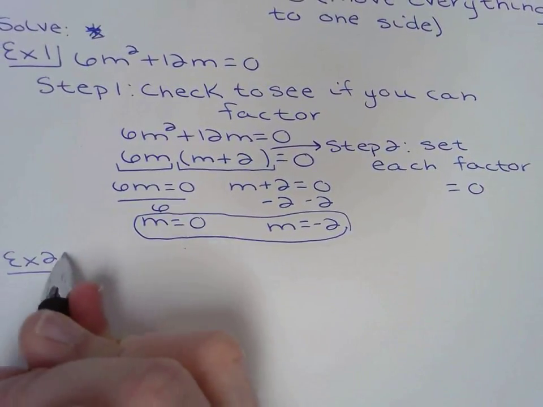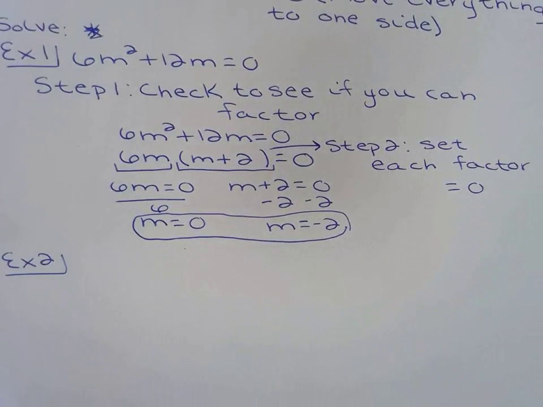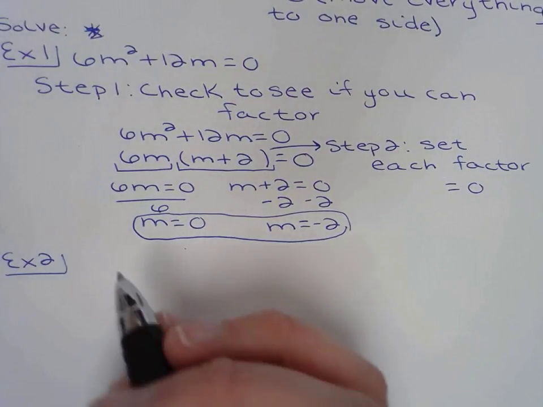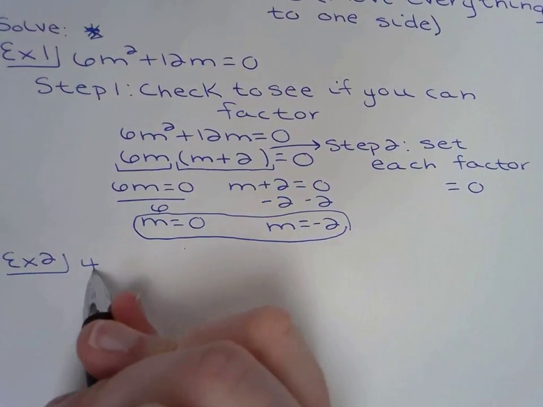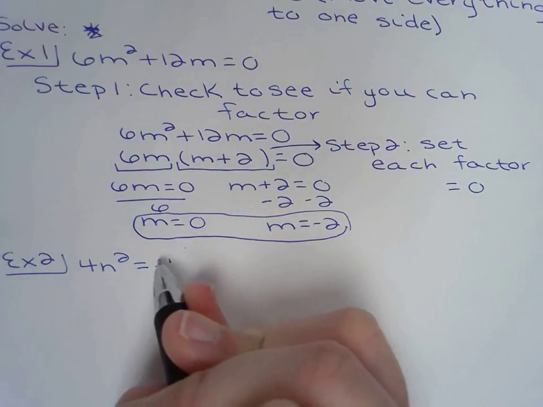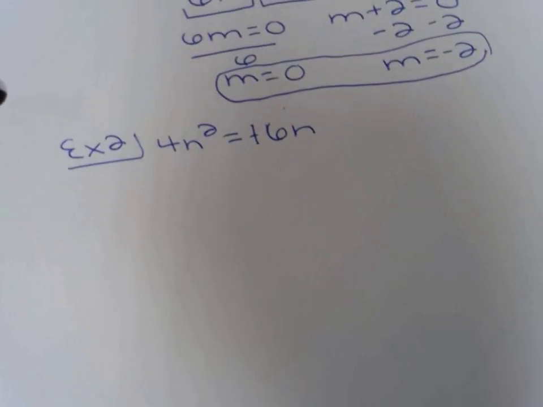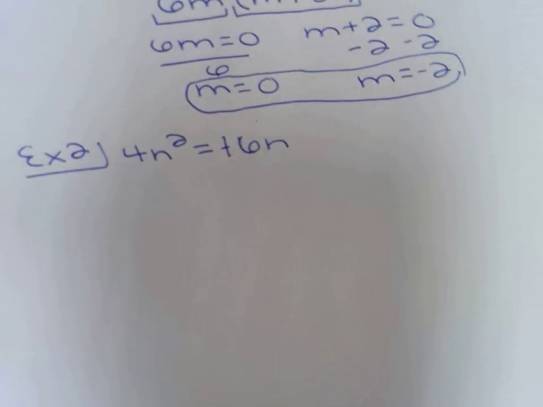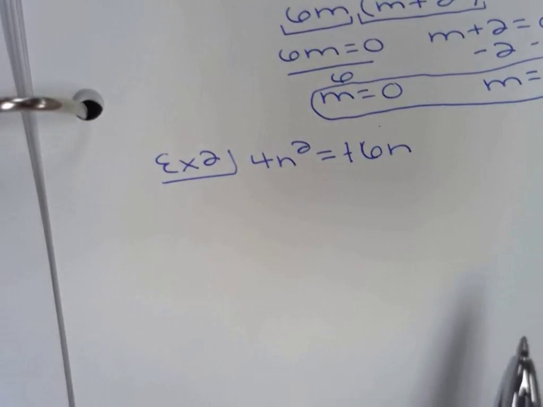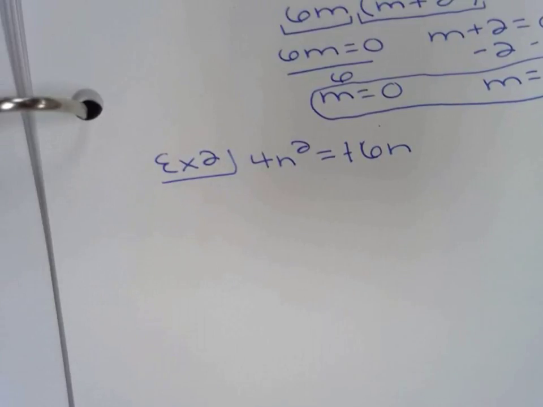Next one, example 2. What if I have one like 4n squared equals positive 16n? What if I have 4n squared equal to a positive 16n? First of all, what type of equation is this? Quadratic. This is n squared, so this is quadratic.